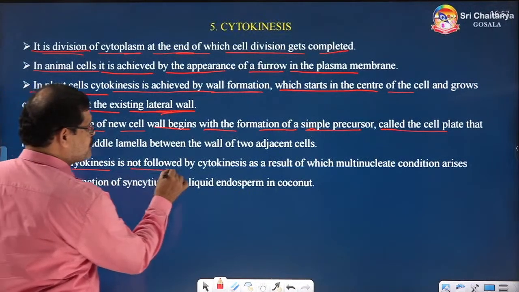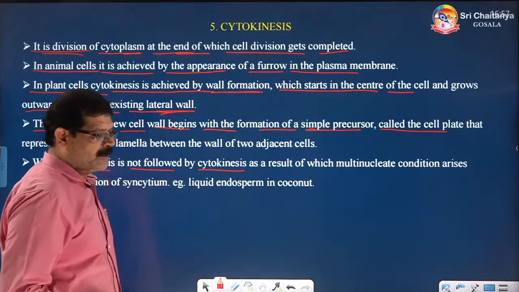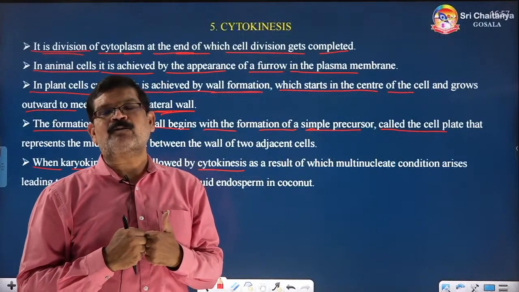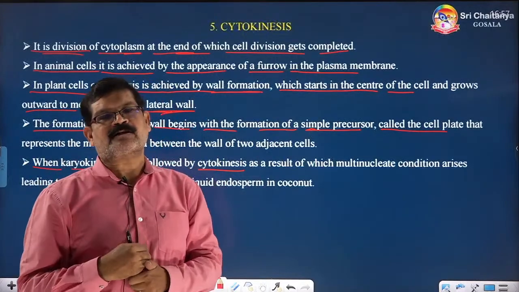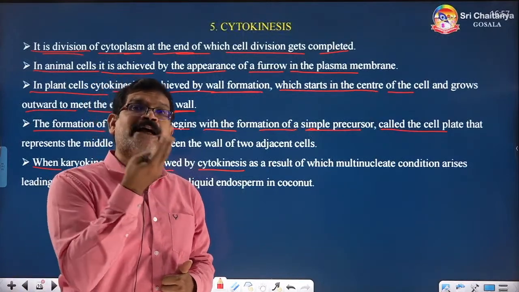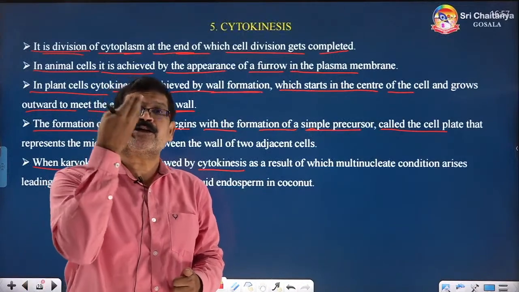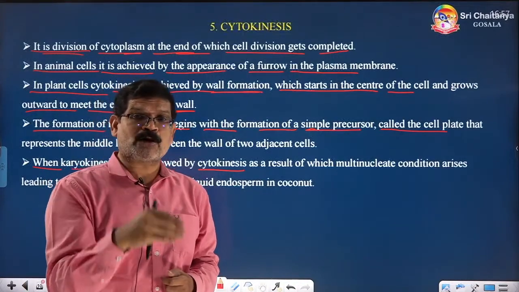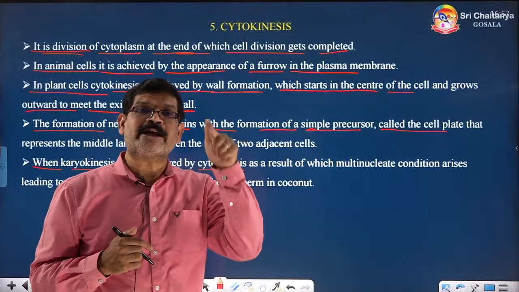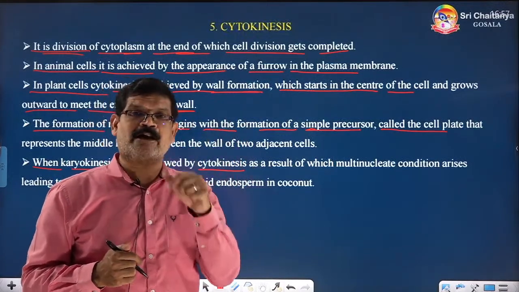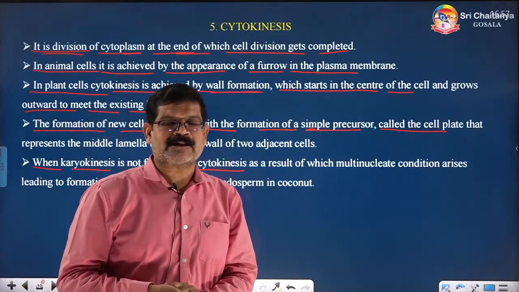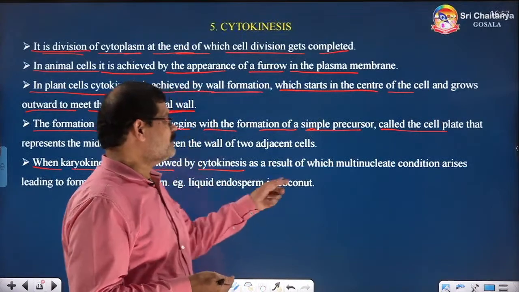When karyokinesis is not followed by cytokinesis, meaning nuclear division is done and it is not followed by cytokinesis, then what happens? A single cell contains many nuclei, more than one nucleus. That's why it is called coenocytic condition, or it can be called a syncytial condition. A cell which has more than one nucleus is called a multinucleated cell. Multinucleated cell in botany we call coenocyte, whereas in zoology we call it syncytium. That is the terminology we will be using.